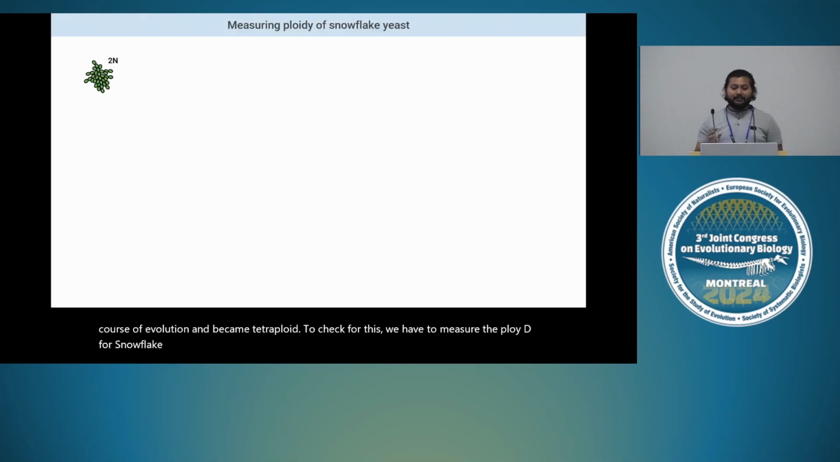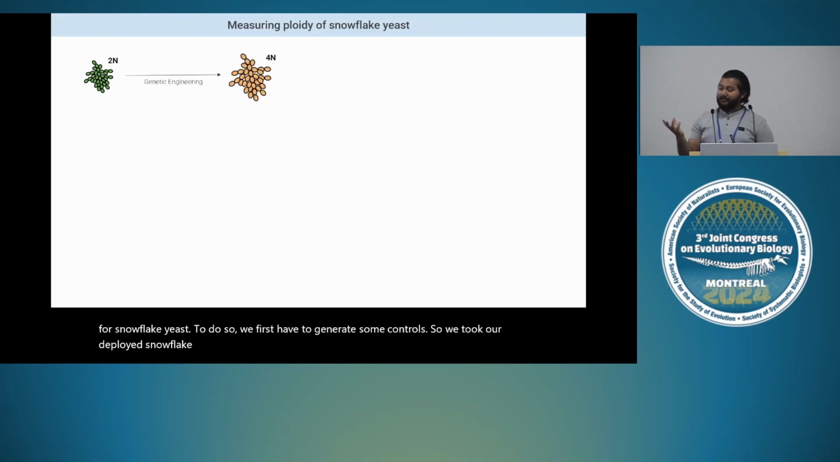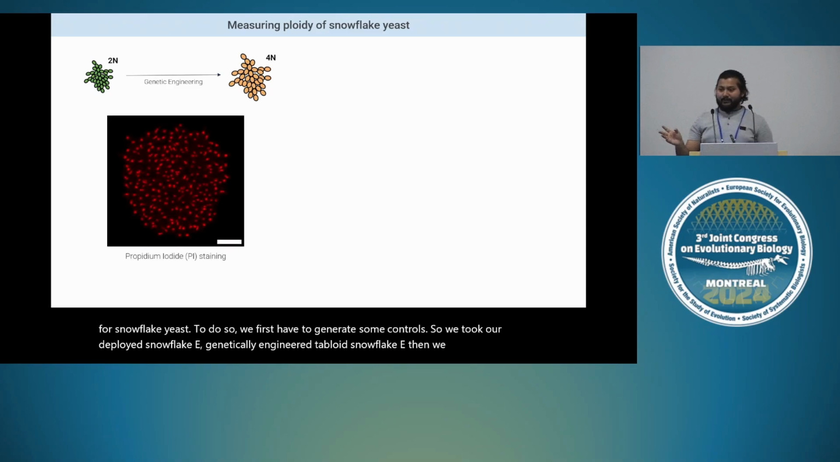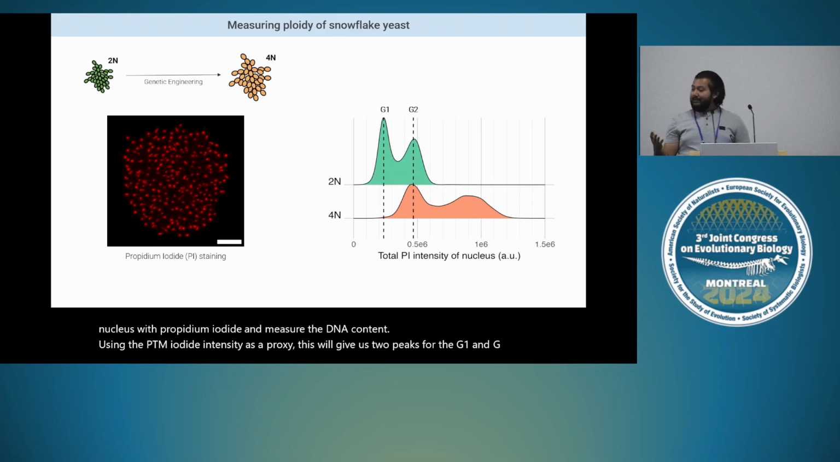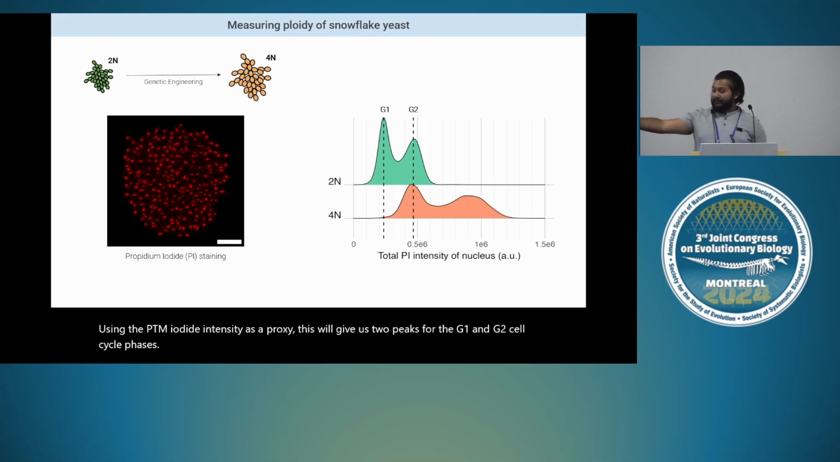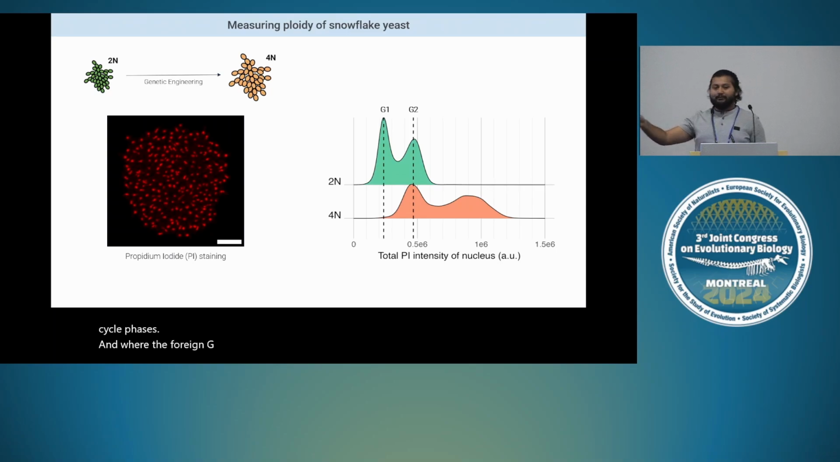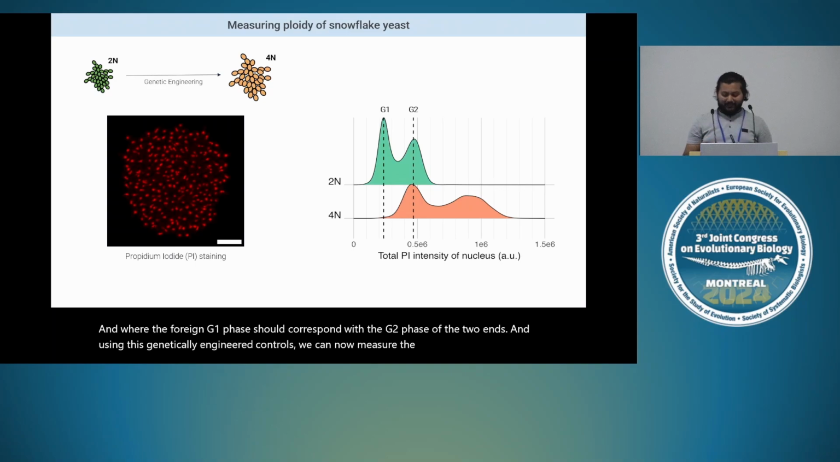To do so, we first had to generate some controls. So we took our diploid snowflake yeast and genetically engineered tetraploid snowflake yeast. Then we can stain their nuclei with propidium iodide and measure the DNA content using the propidium iodide intensity as a proxy. This will give us 2 peaks for the G1 and G2 cell cycle phases, where the 4N G1 phase should correspond with the G2 phase of the 2Ns. And using these genetically engineered controls, we can now measure the ploidy of our evolving lines.